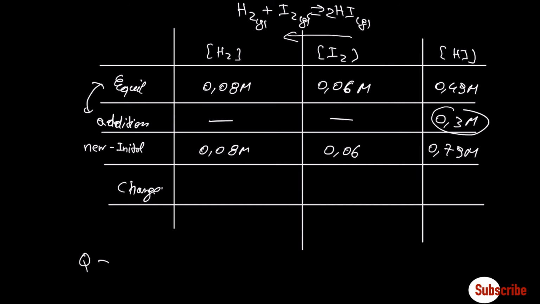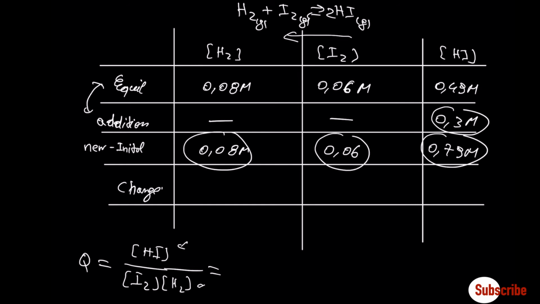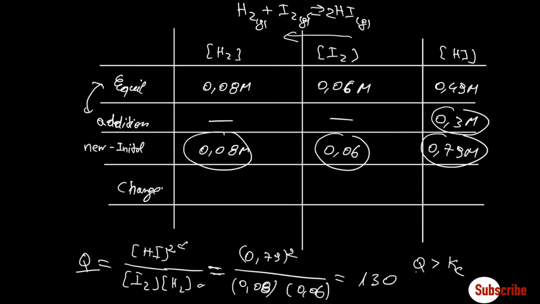So, the reaction quotient is going to be calculated with the new initial concentrations. From the definition of the reaction quotient, it doesn't matter at which point we are measuring the concentrations. We see that the reaction quotient is 130, which is bigger than 50, the equilibrium constant, which tells us that the direction of the change is going to be toward reactants.